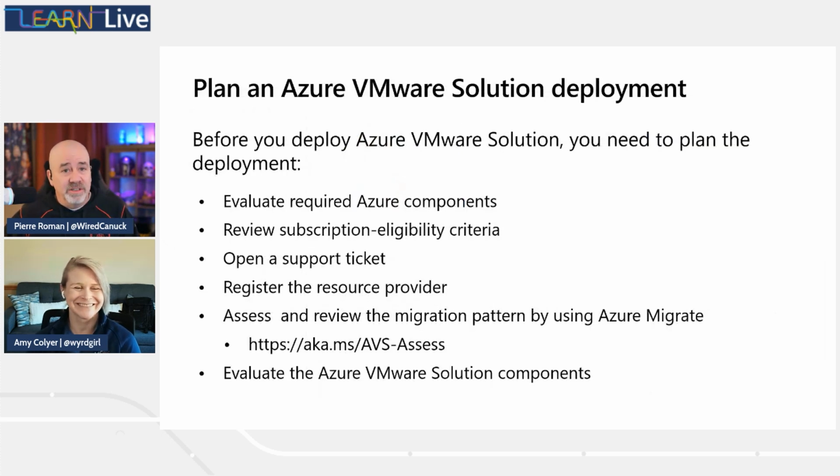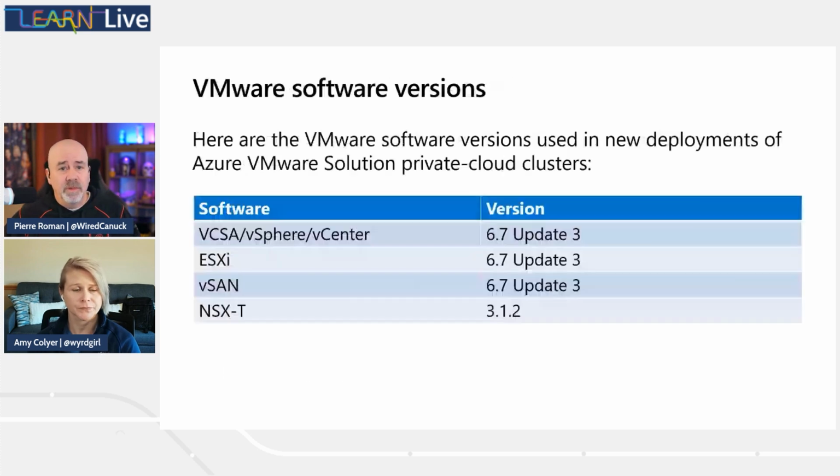Once you've got that information, now you have to look at the Azure VMware Solution components that we actually run on those bare metal nodes. Because what we run in Azure is VCSA, vSphere, vCenter, ESXi, vSAN, alphabet soup, version 6.7 update 3 only. That's right, you're locked into that version right now. And NSX-T: if you're running it on-prem, it's NSX. If you're running it in Azure, the flavor of it is NSX-T, version 3.12.